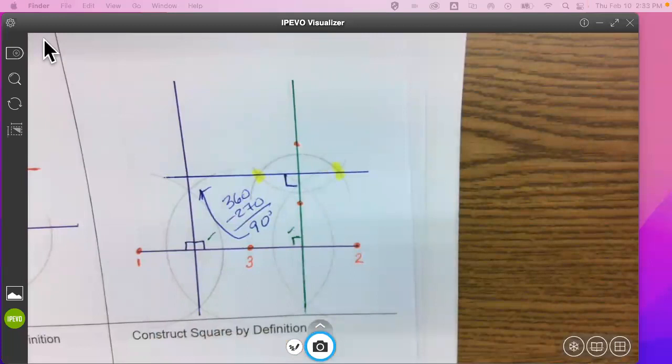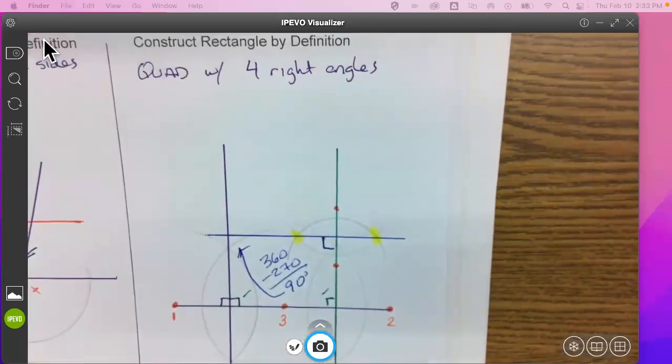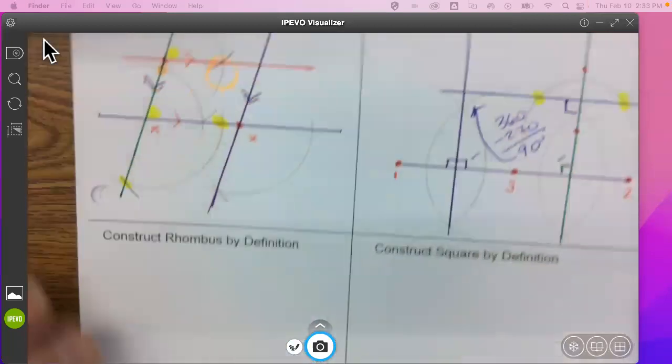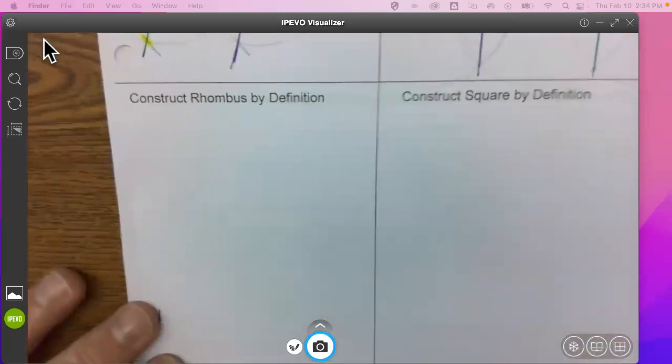Any questions on constructing a rectangle by definition? A little bit easier than parallelogram? Yeah, still tough. Let's do an easy one. Build some confidence here. We're going to construct a rhombus by definition.